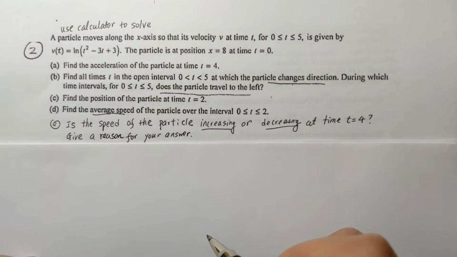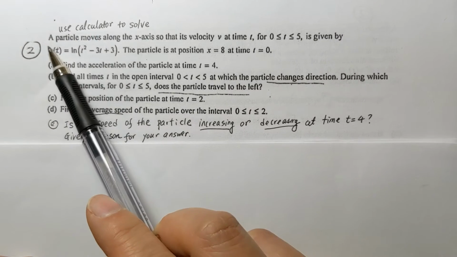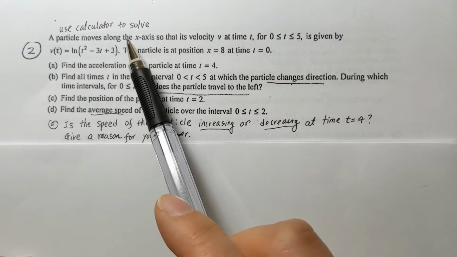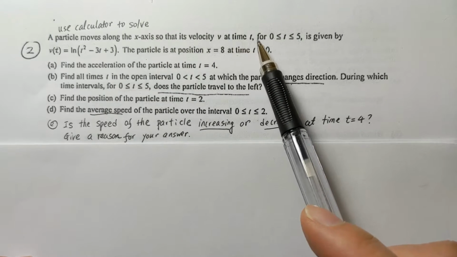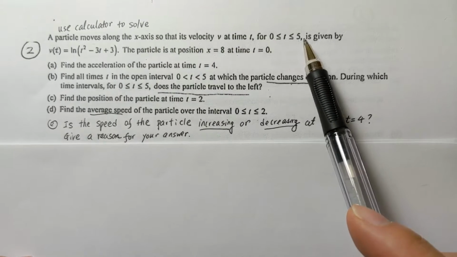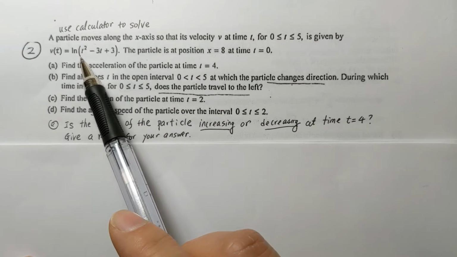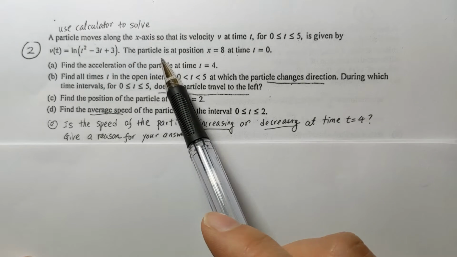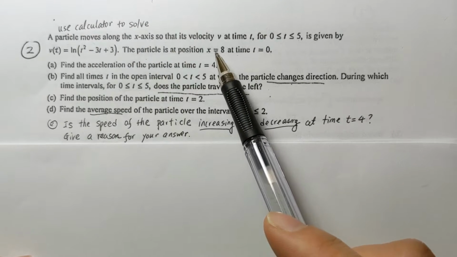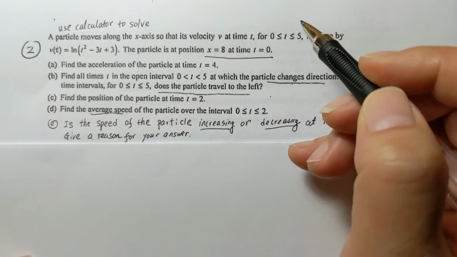Let's take a look at question number 2. A particle moves along the x-axis, so that its velocity v at time t, for t between 0 and 5 inclusive, is given by v of t equals ln of t squared minus 3t plus 3. The particle is at position x equals 8 at t equals 0.